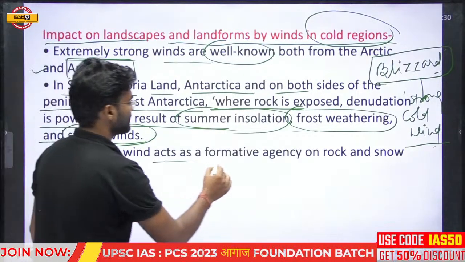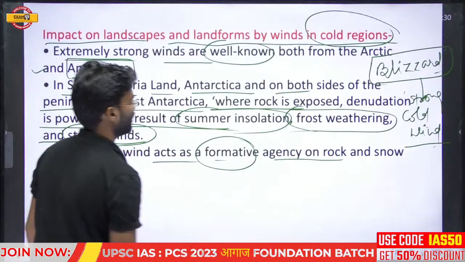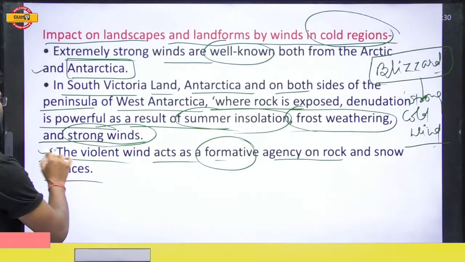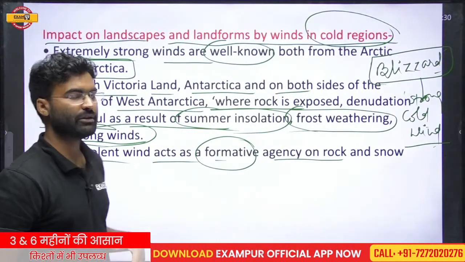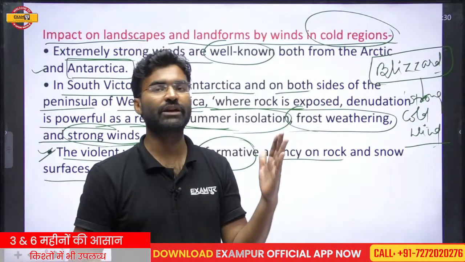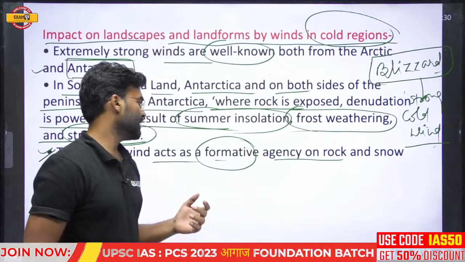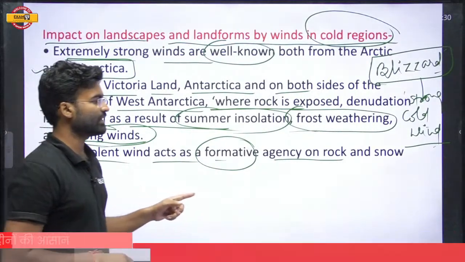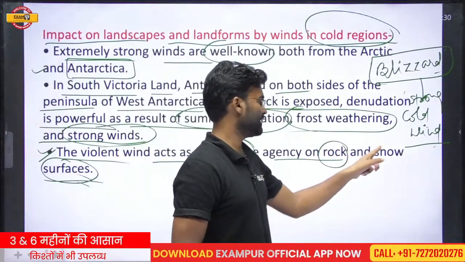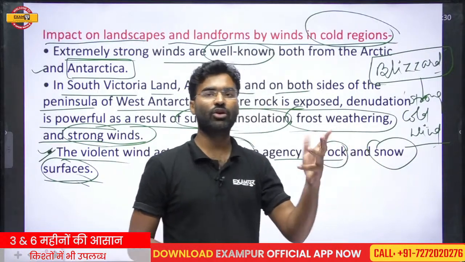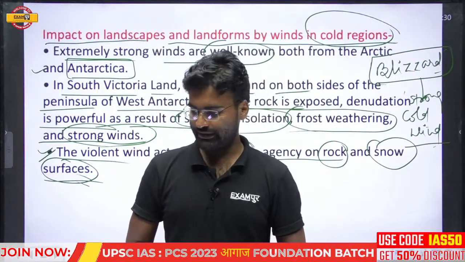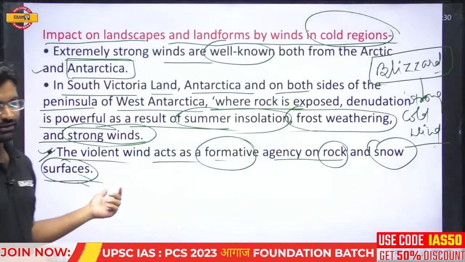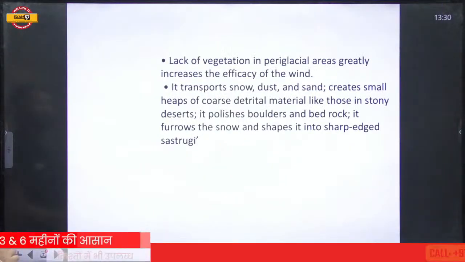The violent wind acts as the formative agency on the rock and snow surfaces. Why the violent wind? This is a high speed wind. This high speed wind acts as the formative agency of the rock and snow surface, so it makes the structure or shape of the rock and the snow. So this is an important thing in this region.